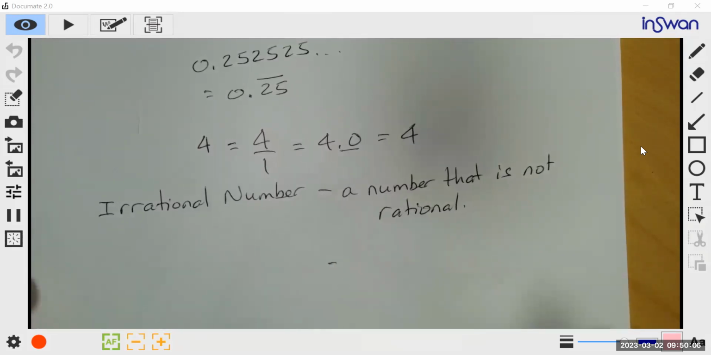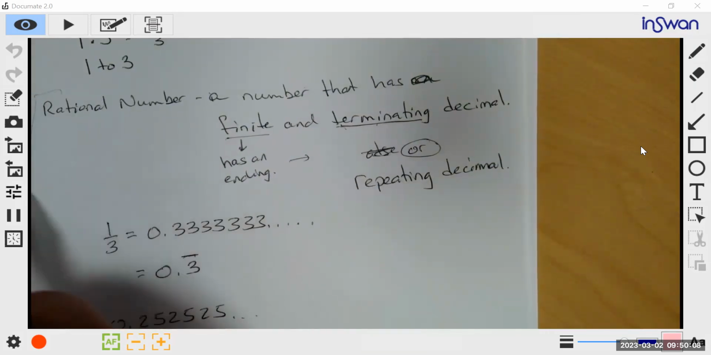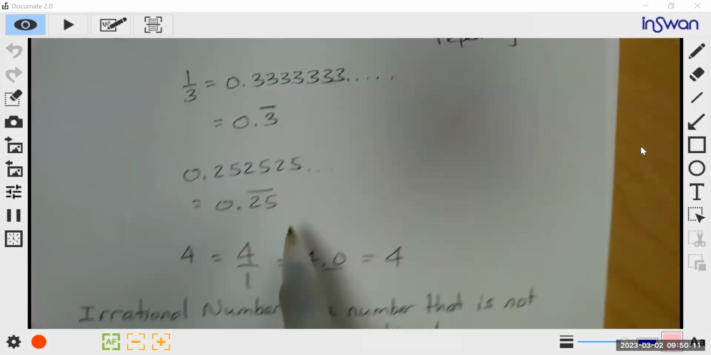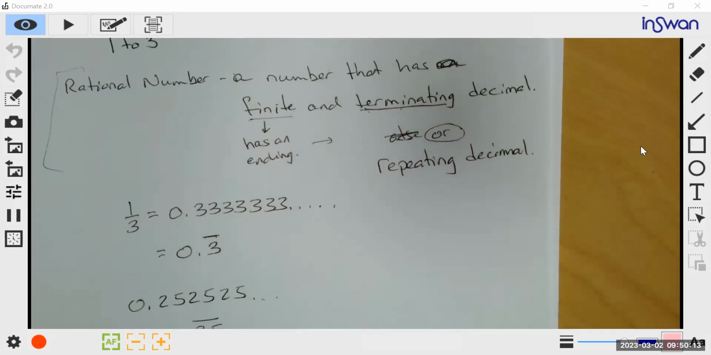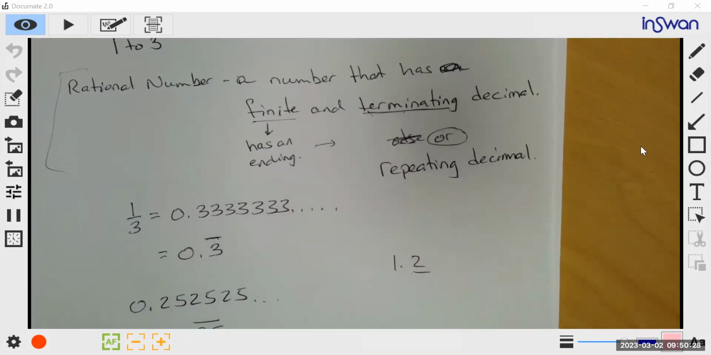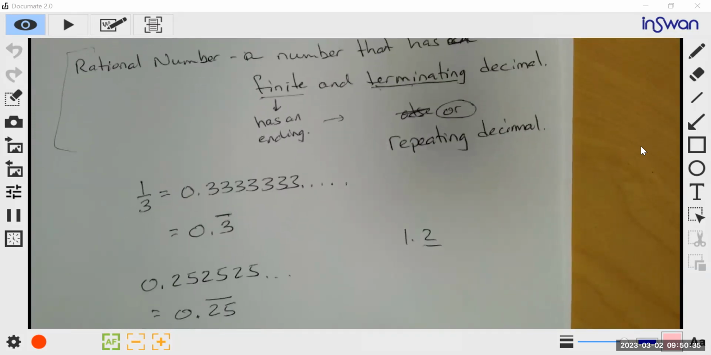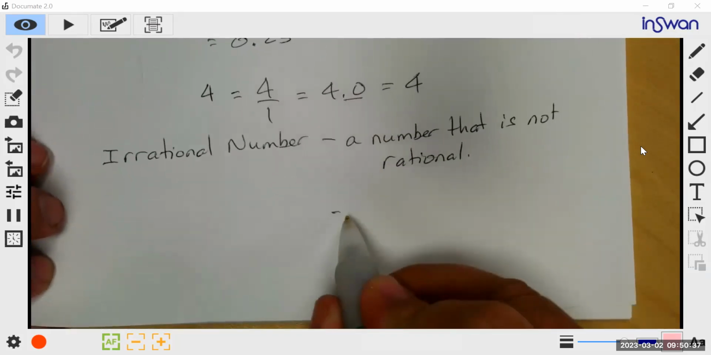Are we going with number 4? No, we're looking at the definition of rational numbers. These are just examples. This is the definition you have to look at. An irrational number is just the opposite of this. So it would be what? 1.2 is a terminating decimal. Oh, would it be zeros in front of it? Well, 0.12, whatever. I'll show you.